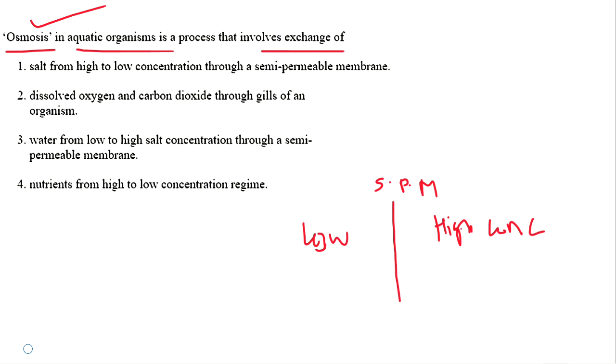And in osmosis, things move from lower to higher concentration. So osmosis in aquatic organism is the process that involves exchange of water from low to high salt concentration through a semi-permeable membrane.